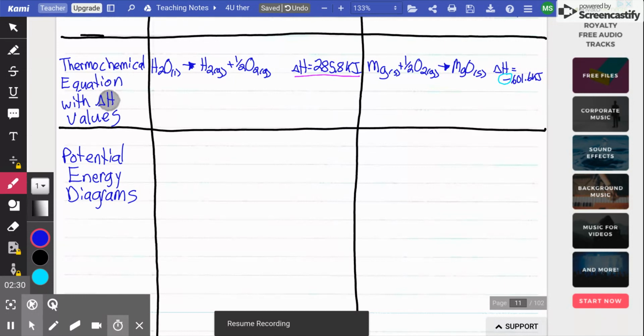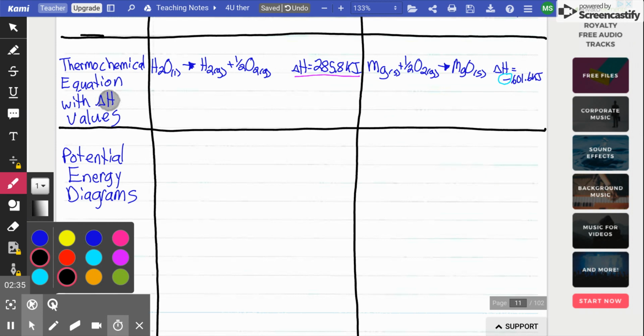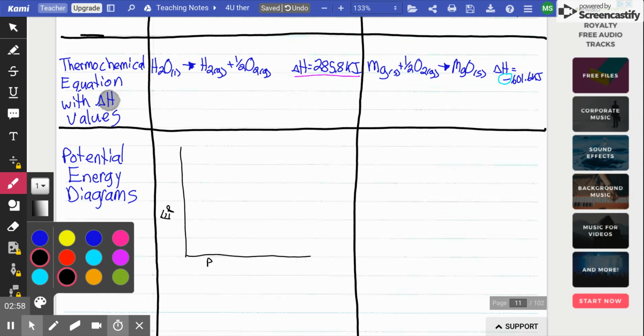The third way we're going to look at is a potential energy diagram. A potential energy diagram looks like this. It's a graph, a representation of what happens to the energy as the reaction proceeds. So on the y-axis is potential energy, so EP, and on the x-axis is the reaction progress.